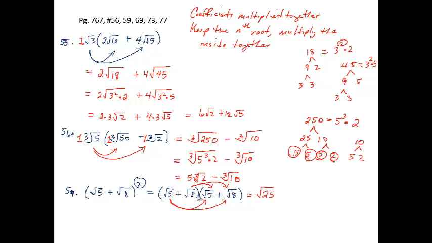The coefficients are 1, so I'm going to skip that. 1 times 1 is 1. And then we're going to do the next one. The square root of 5 times the square root of 8 becomes the square root of 40, plus the square root of 8 times the square root of 5, again it's the square root of 40, and the square root of 8 times the square root of 8 is the square root of 64.